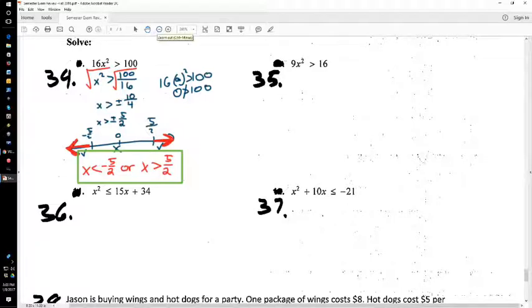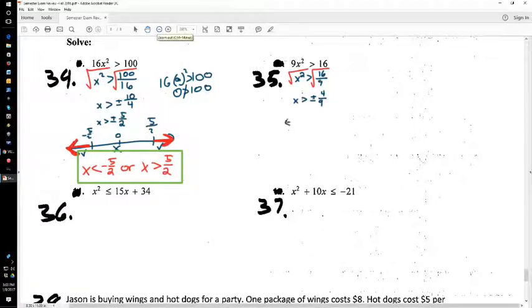Alright, number 35, hopefully you've done this one already and now you're just checking your work. So I'm going to burn through this real quick. I'll start off by dividing by 9, so we get x squared is greater than 16 over 9. From here we can take the square root of both sides, and we get x is greater than, remember when you take the square root to get rid of a square, you have two answers, a positive and a negative. Square root of 16 is 4. Square root of 9 is 3. So I get x is greater than plus or minus 4/3.